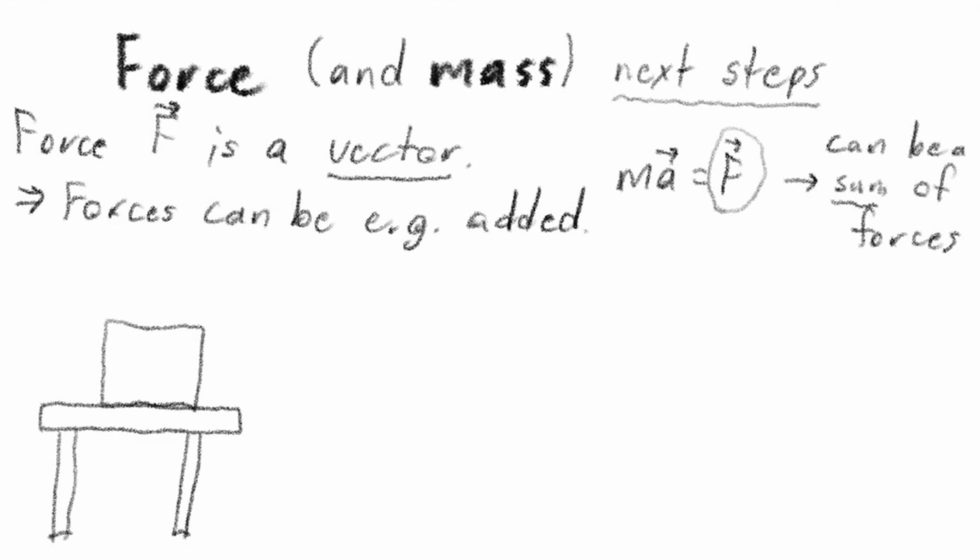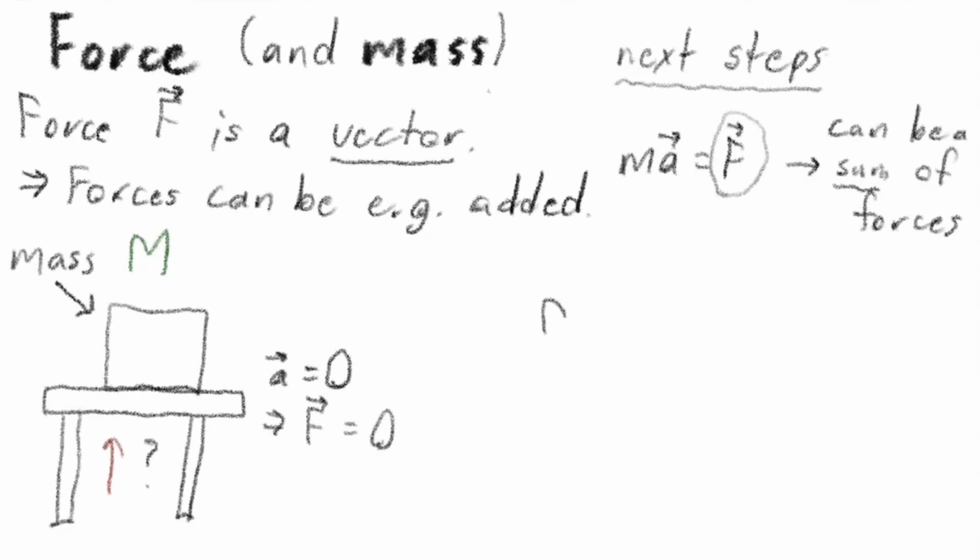To answer this, we'll need the second key idea from F equals ma, which is that if acceleration is 0, we know that the net forces on an object are 0. So if the block is just sitting still on the table, its acceleration is 0, and thus the net force on it is 0.